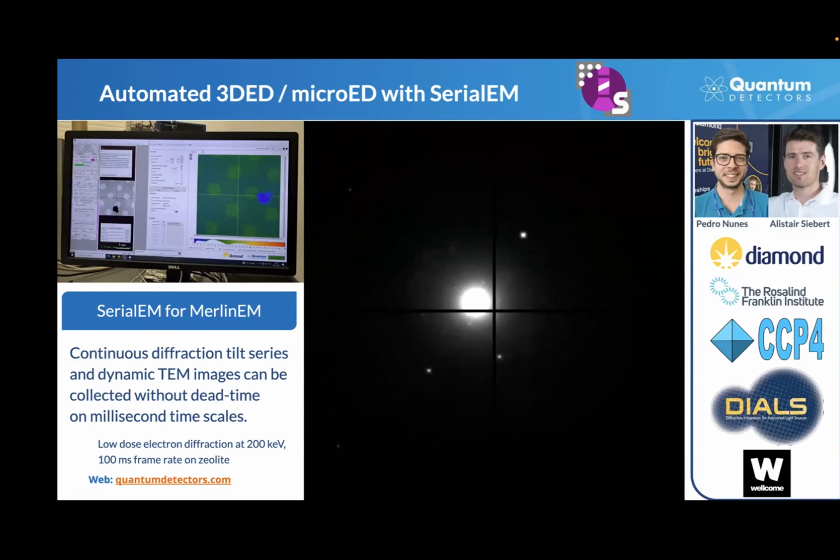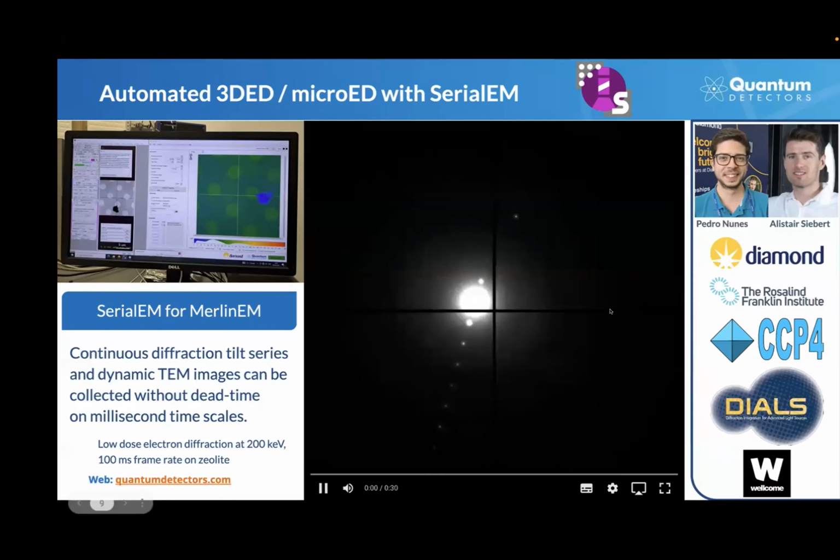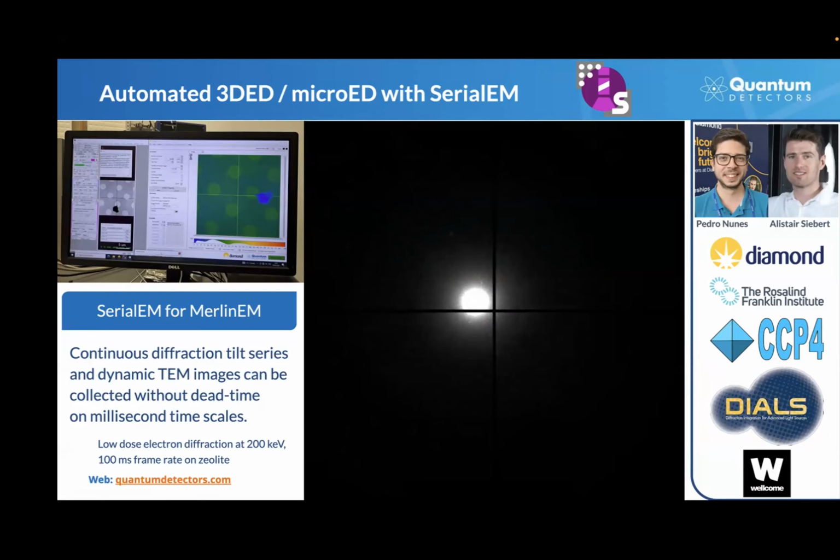We take advantage of the full benefits of SerialEM for 3D-ED or micro-ED. The movie shows you examples of how electron diffraction tilt series are collected with SerialEM on Merlin. Please note how the high dynamic range of the detector makes a massive difference in detecting very low intensity spots. This is a continuous tilt series with 100 millisecond frame exposure and very low dose beam settings. There is 0 dead time between frames in the movie.